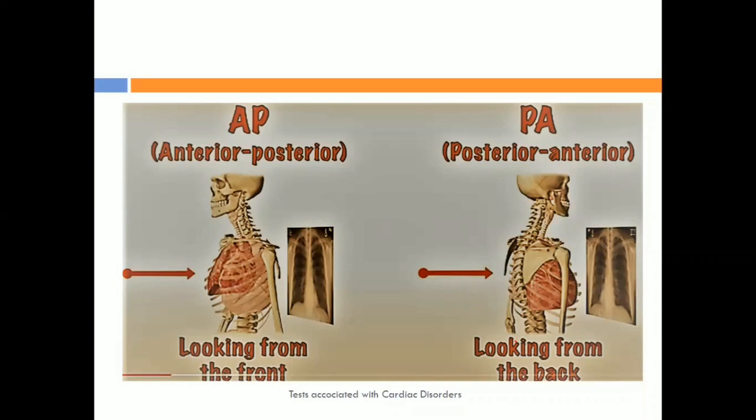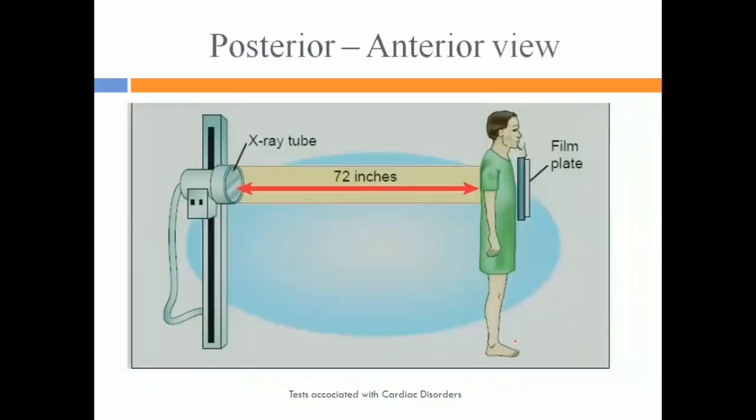So why I'm explaining AP view and PA view in detail, we'll discuss in further classes. This is an example of a PA view, posterior anterior, meaning from back side to front side, right? This is one of the old classical methods of how an X-ray machine works. So this is a posterior anterior view, where the X-rays, at a distance of 72 inches, pass from the back of the person to the film plate or to the detector.